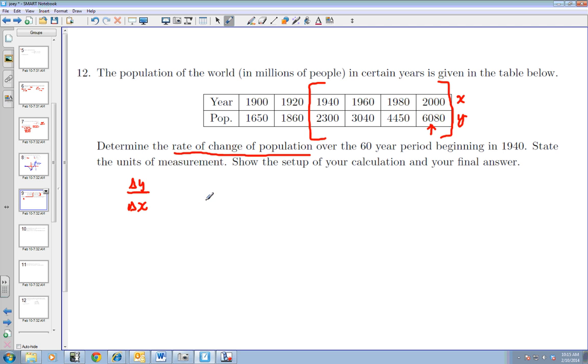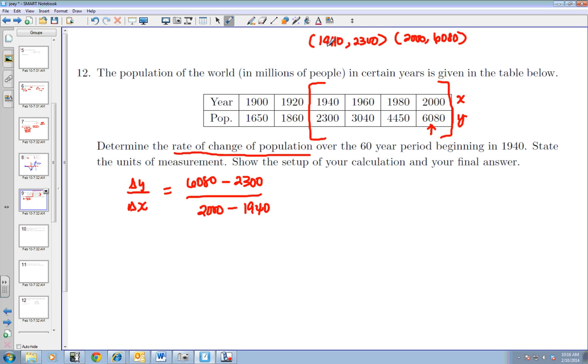And we're always going to use our largest number minus our smallest number, but we're going to put our y's on top, x's on bottom. So it's going to look like this. 6,080 minus 2,300 over the difference of our x's, so that would be 2,000 minus 1940. So you can think of it this way. I have two ordered pairs. My ordered pairs would be 1940 and 2300, and my other ordered pair is 2000, 6080.